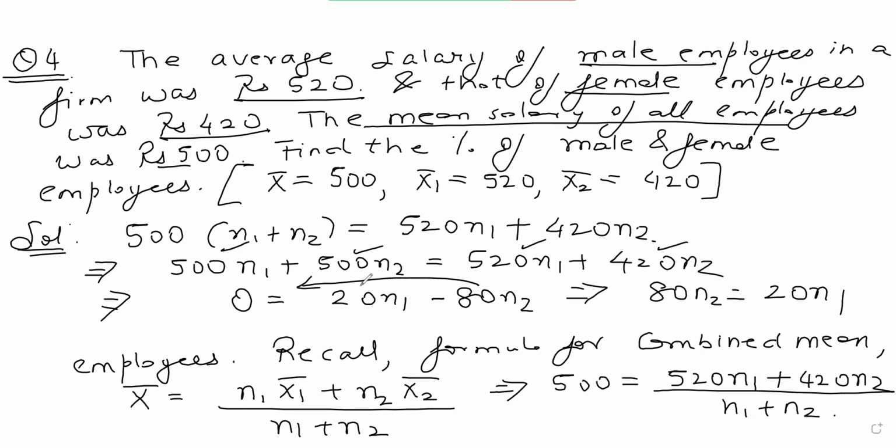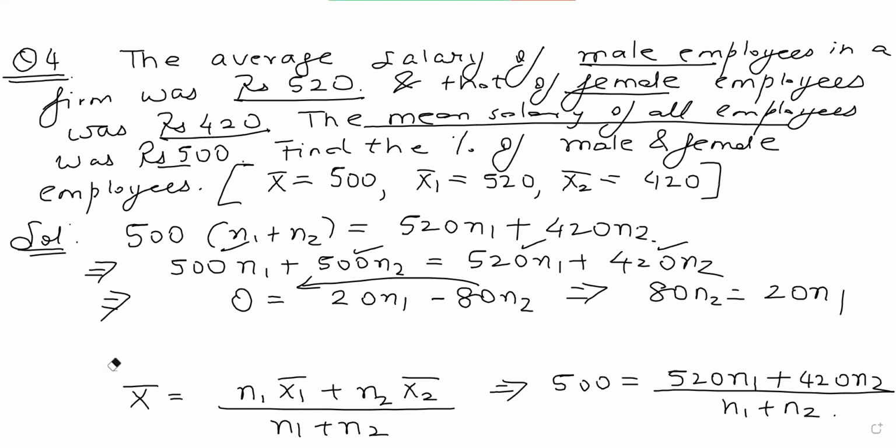I just bring this to this side. What do I get? N1 divided by N2 is 80 by 20, which cancels, and N1 by N2 is 4. That means I can write it as 4 by 1 also. For every one female, I have 4 males.